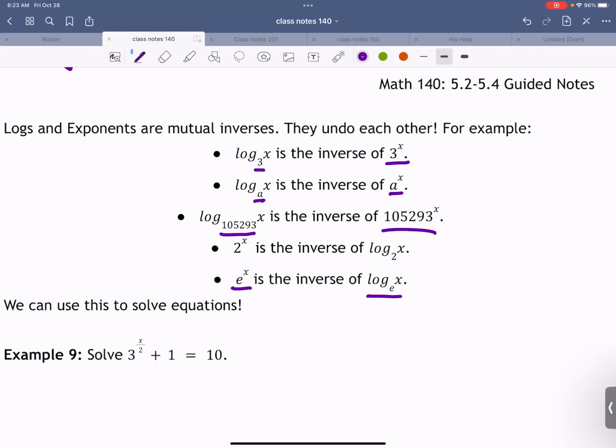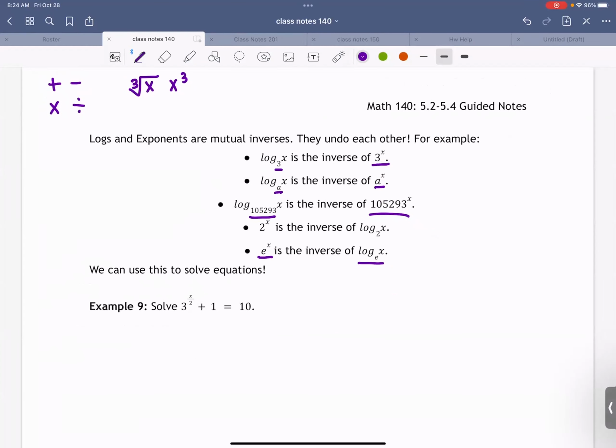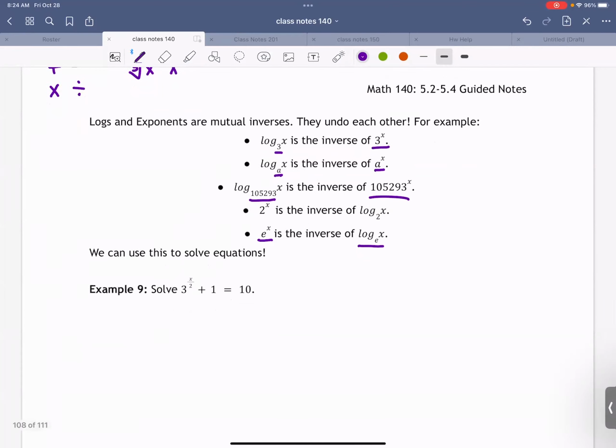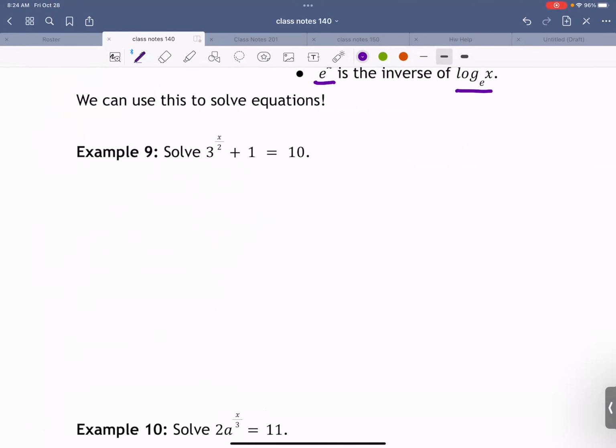Okay. So because we know this information, we know that they undo each other, we can actually use this information to solve equations using logarithms, okay? And I'll show you this in a weird way here, okay? In this example, we have an equation including logarithms here. And it says 3 to the x over 2 plus 1 equals 10. Before I even do this equation, I know that this is a logarithm question and an exponential function because the x is in the exponent. Okay, so that's my hint that I know that's the type of question I'm working on.